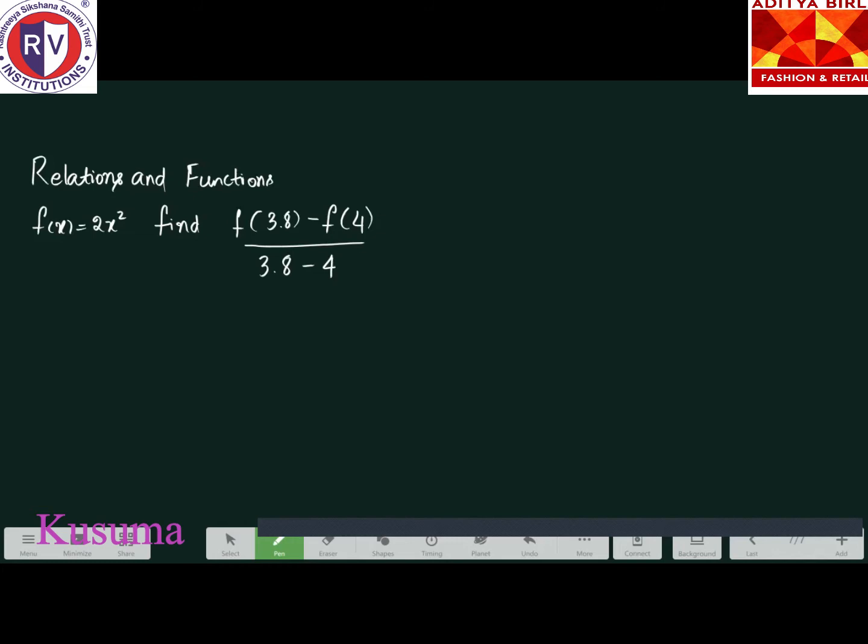The given function is f of x is equal to 2x square, and we have to find f of 3.8 minus f of 4 divided by 3.8 minus 4. The options given are, option A is 156, option B is 0.156, option C is 1.56, and option D is 15.6. Okay, let us see the solution.